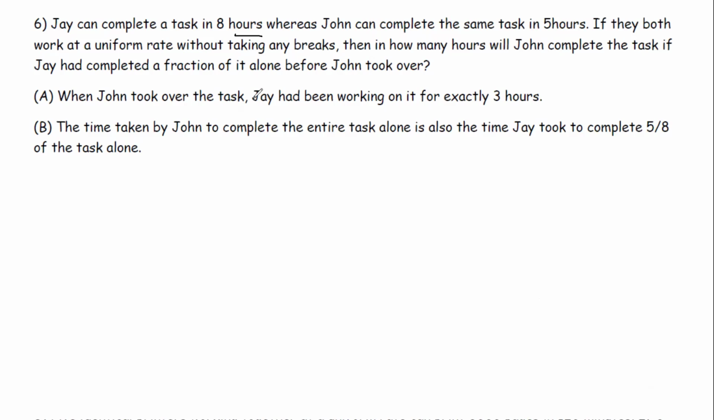All right. So we have to find out in how many hours will John complete the task if J had completed a fraction of it alone before John took over. Out here, we know that J can complete the entire task in 8 hours, whereas John can complete the entire task in 5 hours. Correct? Same task. And we have to find out the time taken for John to complete the remaining work after J had worked on it for a few hours. Something like that.